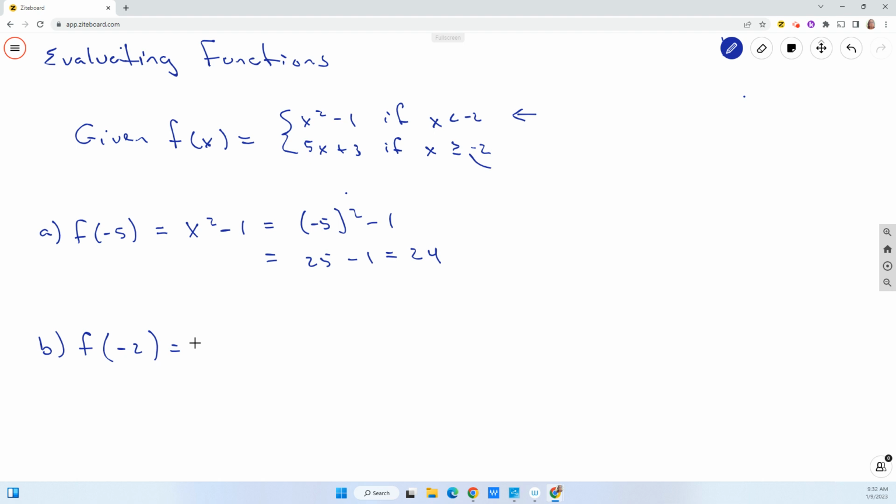All right. So now I'm going to use the 5x plus 3, and anywhere there's an x, I'm just going to plug in negative 2. So 5 times negative 2 plus 3 gives me negative 10 plus 3, which is negative 7. And so it gives you an idea of how all of that works, right? When you're evaluating, you're just going to look at what we're plugging in to determine how we're going to find the value.